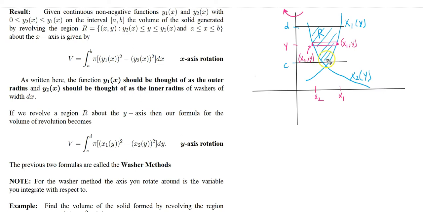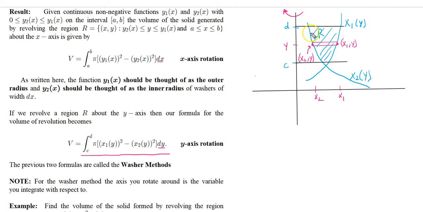Now if you were to take a region that looks something like this and rotate around the y-axis instead of the x-axis, then the formula that we have up here for x-axis rotation would look like this for y-axis rotation. Notice that we simply replace the y1 of x with an x1 of y, a y2 of x with an x2 of y, and then we integrate with respect to y instead of with respect to x. And we can see that from the graphic over here.